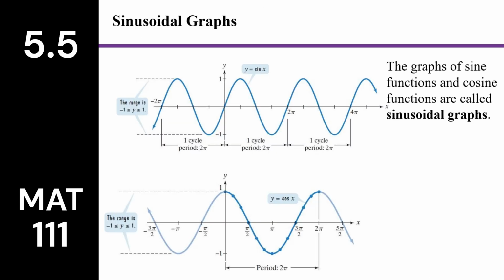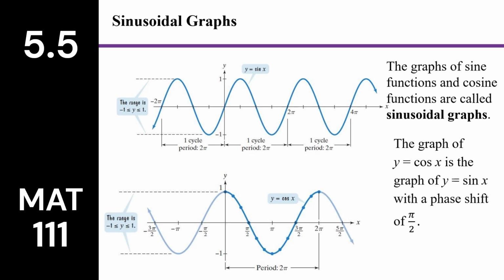The graphs of sine and cosine are called sinusoidal graphs, or sine waves. The graph of the cosine is actually the graph of the sine with a phase shift of pi over 2, which means the cosine of an angle equals the sine of that angle plus pi over 2.